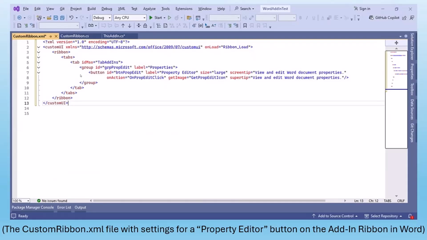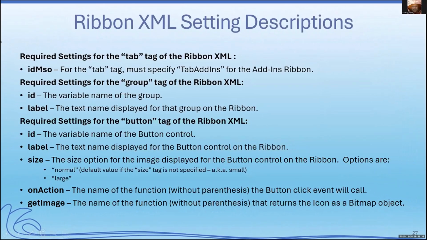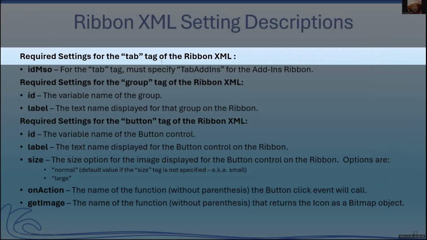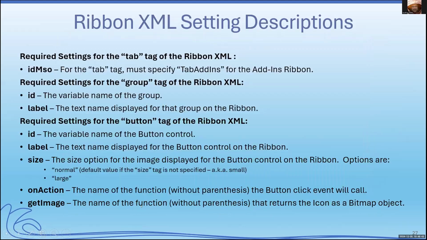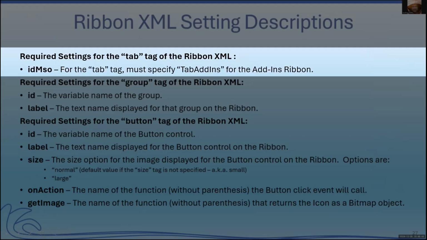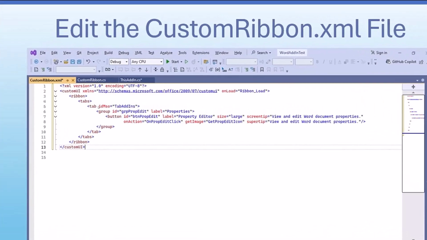And just to talk about what these things are really fast, basically the required settings for the tab tag, which is the highest level tag here, basically with data in it, with attributes in it. That basically must specify the tab add-ins value. So you notice here we have the ID MSO equals tab add-ins. That's to specify that our group and button are going to be on the add-ins tab.